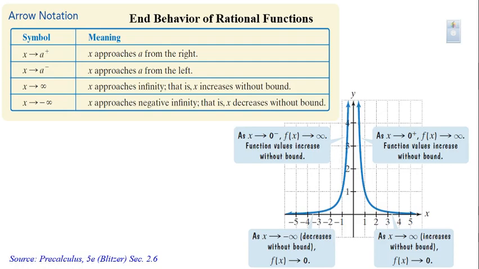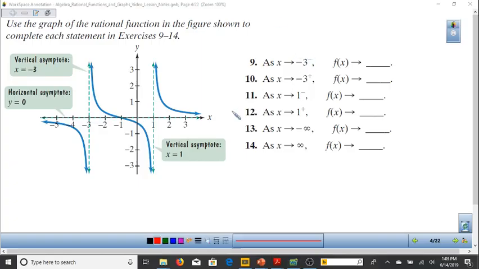So we have an example here, taken from the pre-calculus textbook by Blitzer. It says use a graph of the rational function in the figure shown to complete each statement, from numbers 9 to 14. So the first question is, as x approaches -3 with a little negative sign, means as x gets closer and closer to -3 from the left hand side, what does f of x go to?